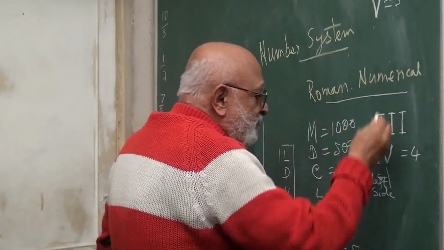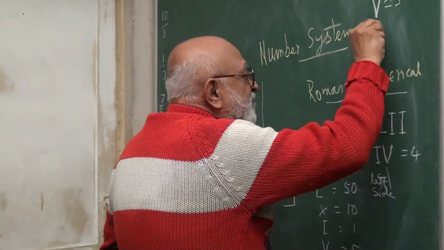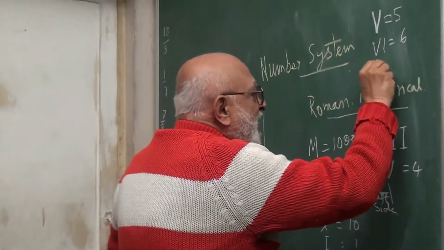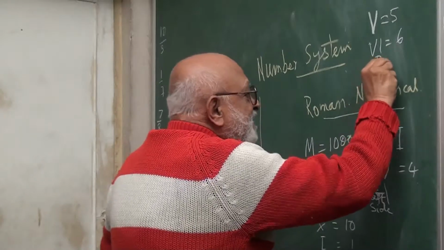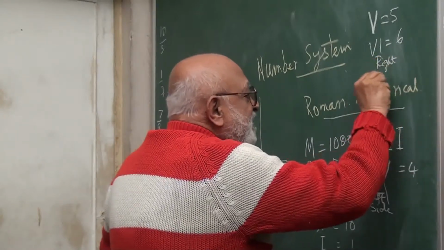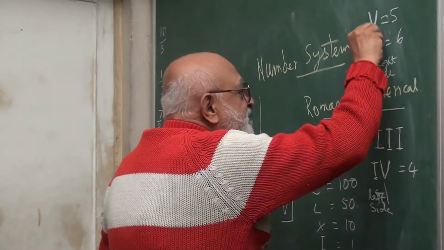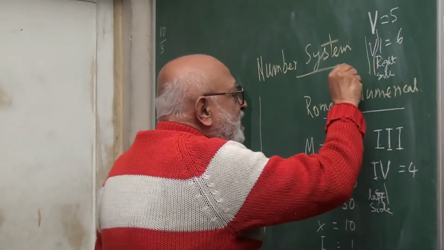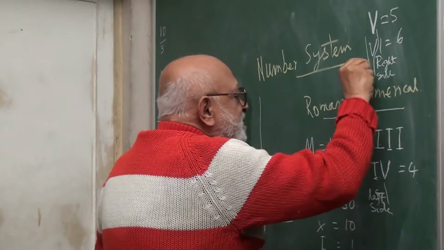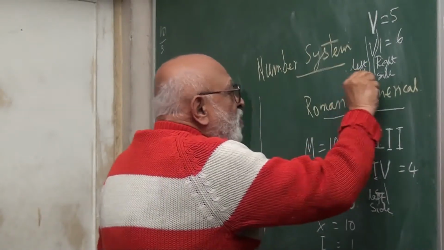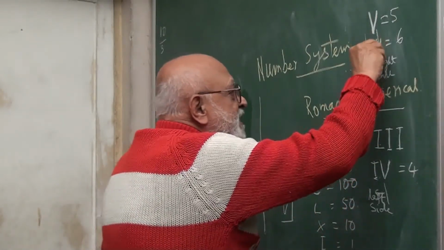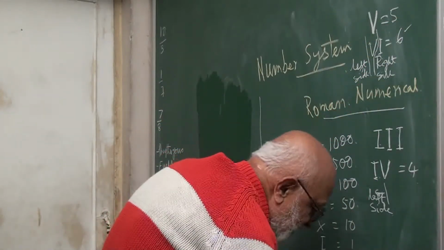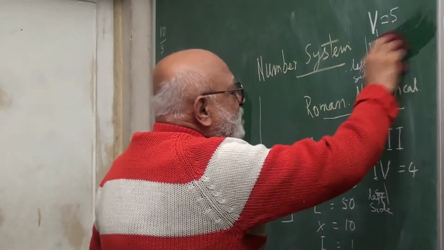So you add on the right side 5 and 1, that is 6. Whatever you add on the right side is added. So if I draw a line, this would be the right side, and if I draw another line, this will be the left side. So this is 6. You continue like that, up to 8.